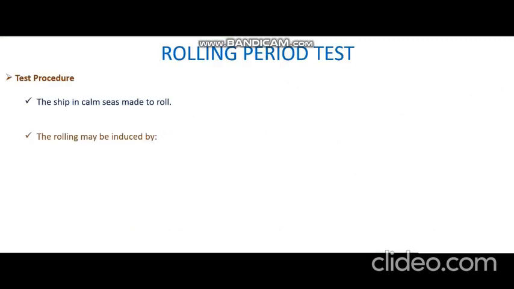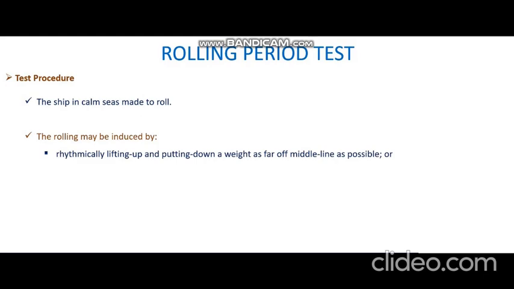Otherwise, this is what he was trying to say a while back. Rhythmically lifting up and putting down of a weight as far off the midline as possible. Basically, you have to induce rolling. How you induce rolling, you are the best person on board. You can take a call on your ship how the rolling can be induced. Pulling on the mast with rope, that's what he was saying, running left and right in unison. These were because you're talking of small ships. When you're saying 80 meter, then this can also be used for a ship which is 40 meters. So small ships can be made to roll like this.